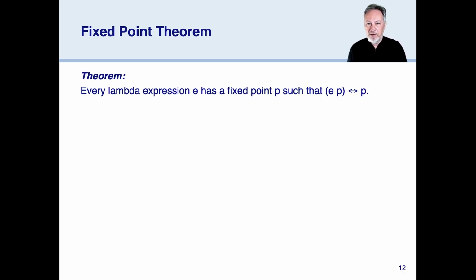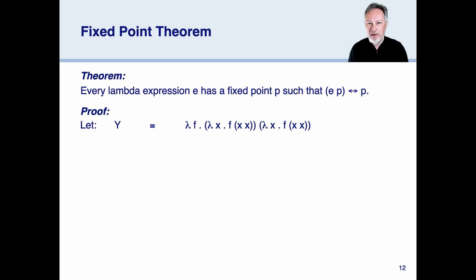As it turns out, the lambda calculus has a remarkable property: every lambda expression has a fixed point. So that if you have an expression E, there's always a fixed point P, such that if E is applied to P, the result is convertible to P using reductions and conversions. We'll see that this is actually trivial to prove by construction. And it's a remarkable result because it relies on the magical Y combinator.